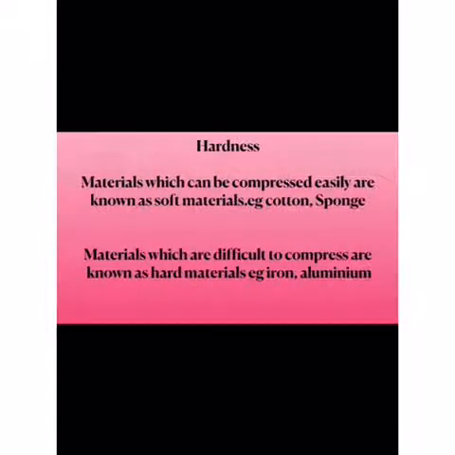Hardness. Materials which can be compressed easily are known as soft materials. For example, cotton can be compressed. Sponge. If we sit on a sofa set, it gets compressed. Materials which are difficult to compress are known as hard materials, like metals. Iron, aluminium, gold, they are hard metals.